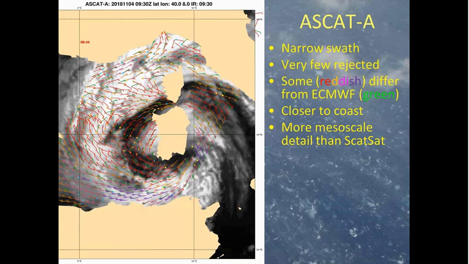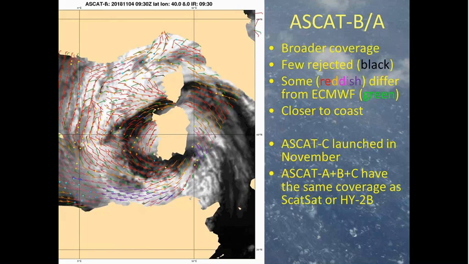We have ASCAT A, but we also have ASCAT B, and you can combine them. And of course, if you combine A and B, you get more coverage. So at the moment we have ASCAT A, B, and C. Still we have low rejection. We are close to the coast. And now with ASCAT A, B, and C, we have the same coverage as one SCATSAT or HY-2B pencil beam spectrometer at Ku band. But we still have some advantages in terms of data rejection and closeness to the coast.